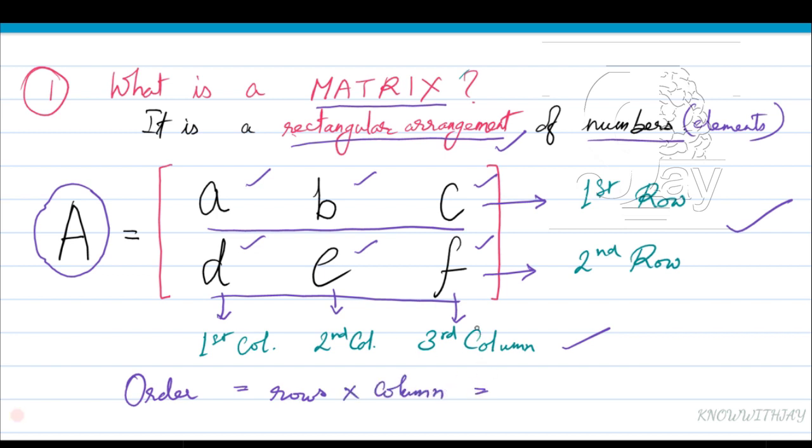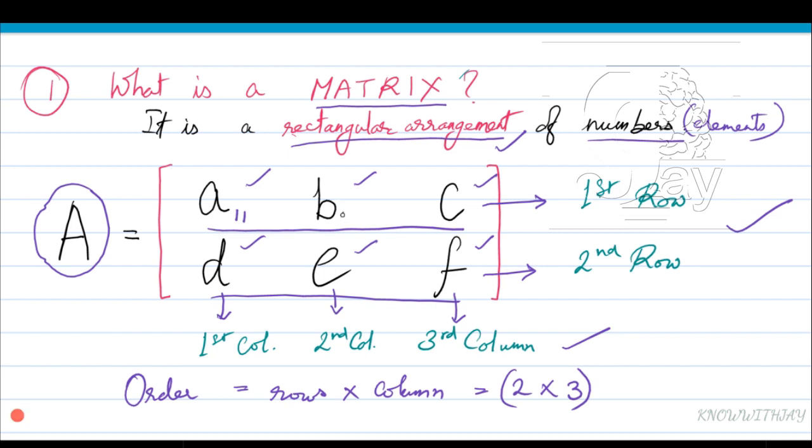So in this case, how many rows do we have? We have 2 rows. So 2 into how many columns do we have? We have 3 columns. So the order of the matrix is referred to as 2 by 3. Now again, how do we identify the elements of a matrix? So the elements are represented like this: 1, 1. The first one represents the row, the second one represents the column of the matrix.